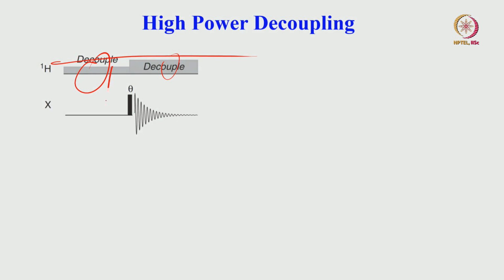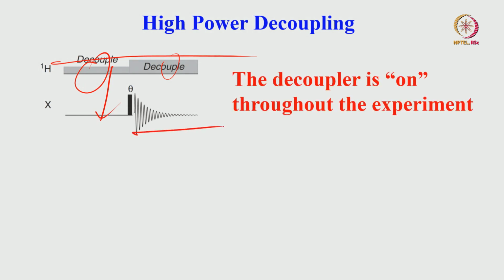I have NOE, and at the same time I am also doing decoupling. This is an experiment where the decoupler is on continuously throughout. Even before applying the pulse, after applying the pulse, while collecting the data, continuous RF power is on at the proton channel, at the proton frequency.